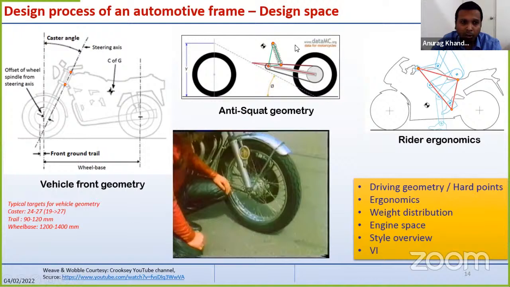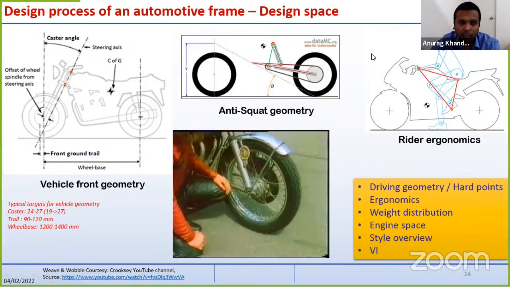So in a corner, after taking the corner, let's say you try to accelerate and there is a heavy squat in the vehicle. It may compress the suspension more, and the transfer of weight also may lead to a wheelie, meaning the lifting of the front wheel. It may not have the balance to come out from the corner, and it may not have the trajectory that is required. This parameter is mostly considered in racing also.